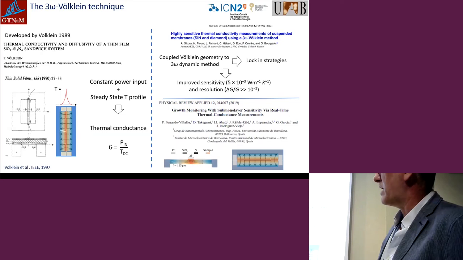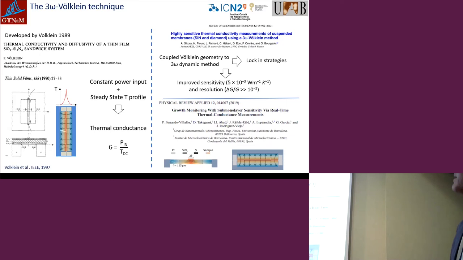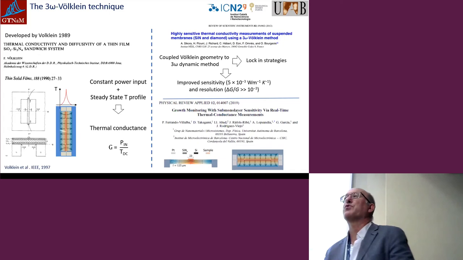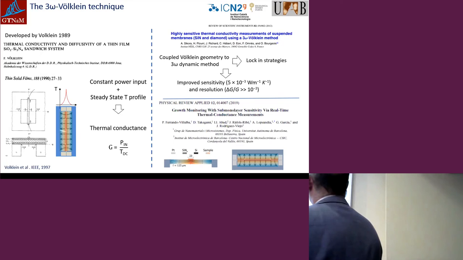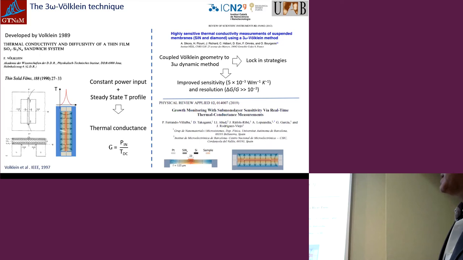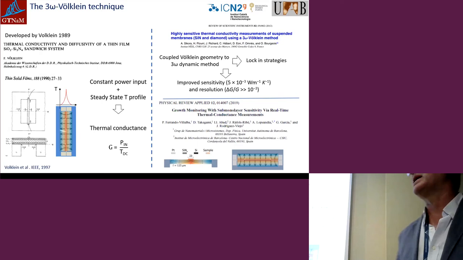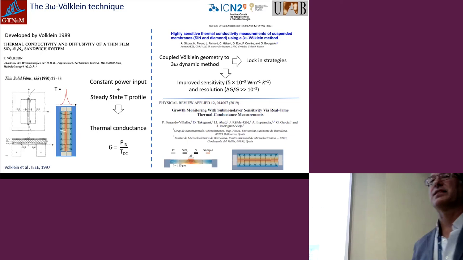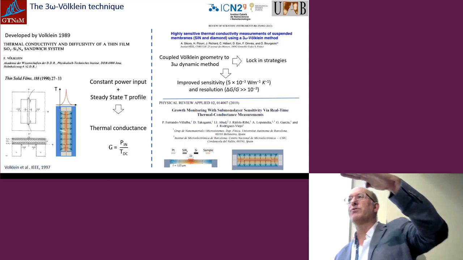A few years later, the group of Olivier Bourgeois in Grenoble developed this methodology a little bit more, going into a three omega dynamic method by which you can gain a lot of sensitivity on your measurement, using lock-in strategies. So they improved the sensitivity of the technique, with sensitivities down to 10 to the minus 3 watt per meter kelvin, and noise to signal ratios down to 10 to the minus 3. We have developed this technique a little bit more in order to increase sensitivity. We are now at noise to signal ratios of 10 to the minus 4, 10 to the minus 5. And then we can use this technique, and we have used it in the lab, in order to measure in situ the growth of a material and how it affects the thermal conduction of a membrane.